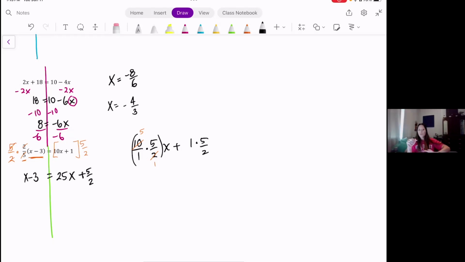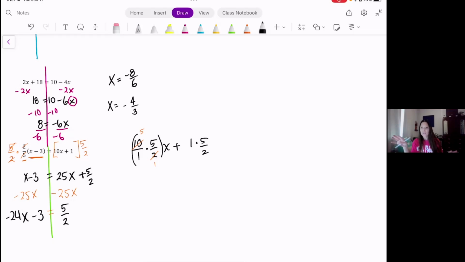I want to combine my variables. So what I'm going to do here is subtract 25x from both sides to get the x's on one side. One x minus 25x, those are opposite signs, so I need to subtract and keep the sign of the bigger number. That's going to be a negative 24x. So I have negative 24x minus 3. That leaves me with 5/2 on the right-hand side because 25x minus 25x is 0.